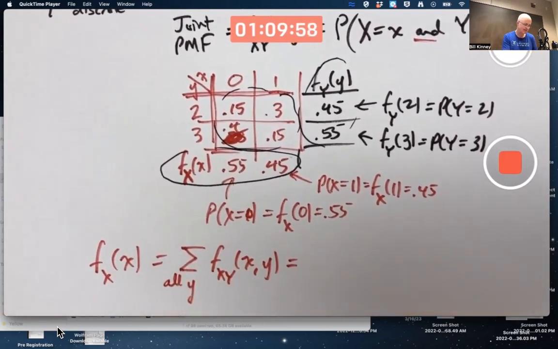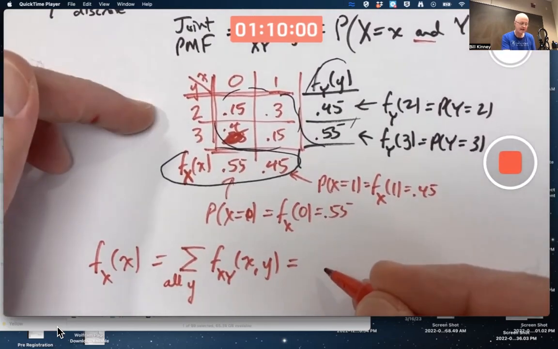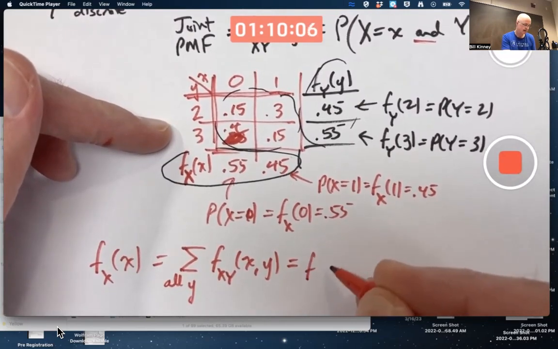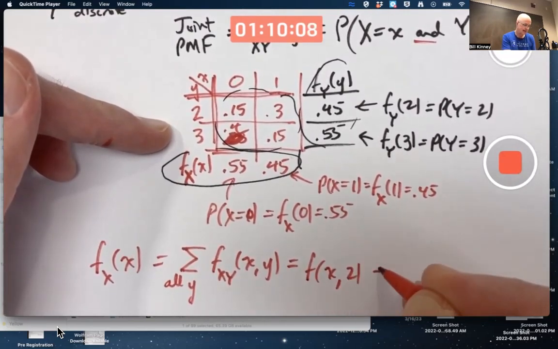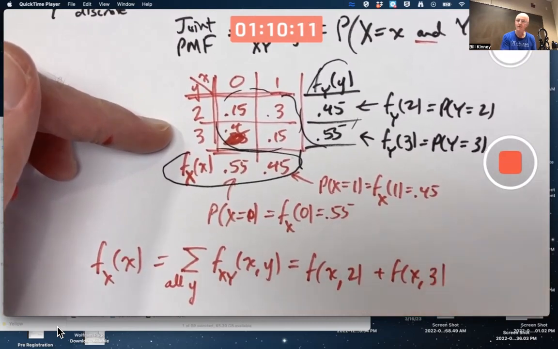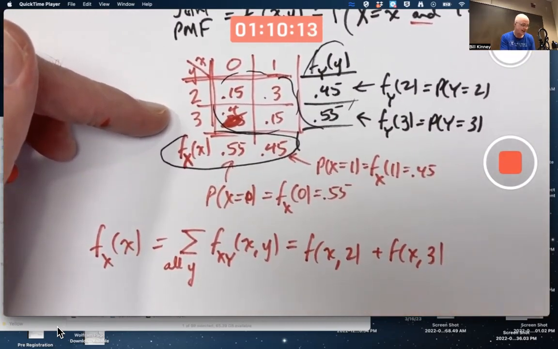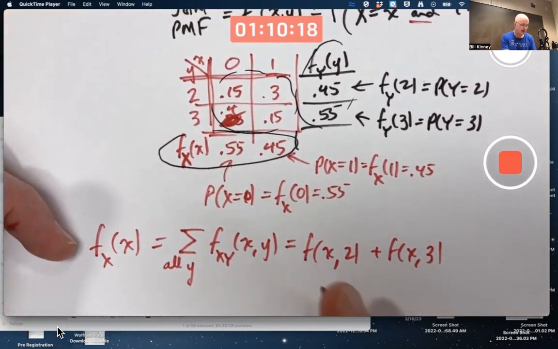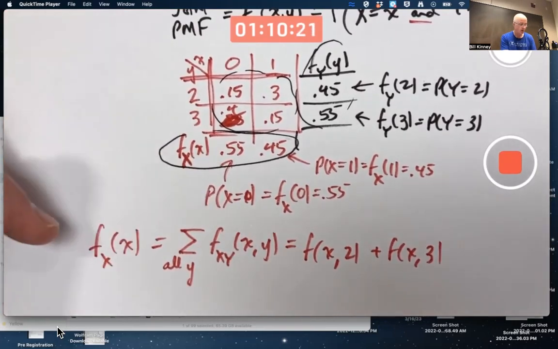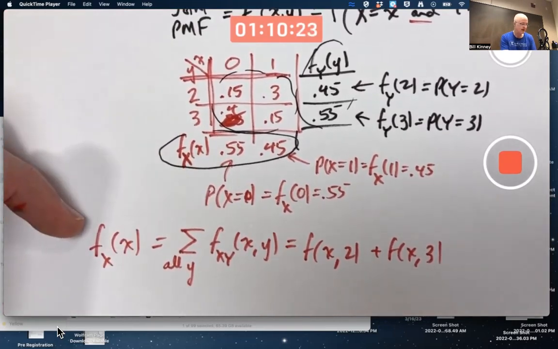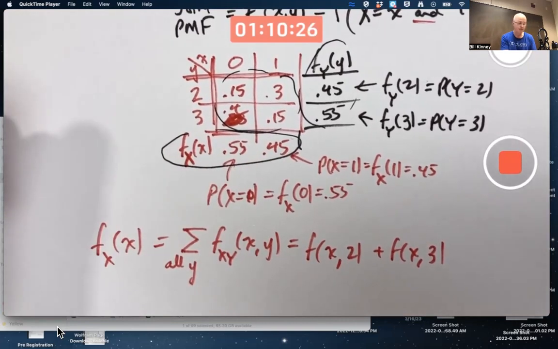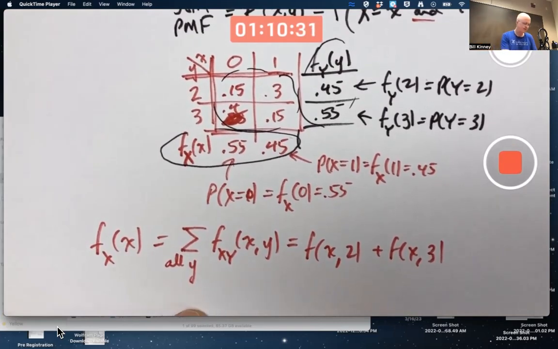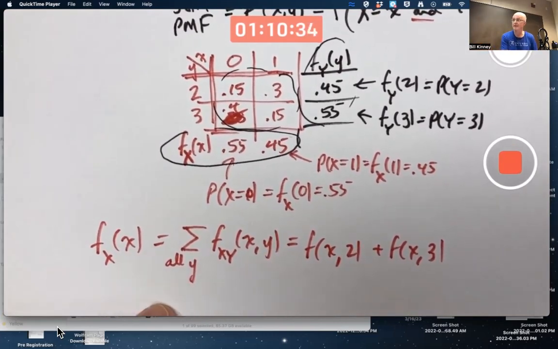In the present case, where y can only take on the values of 2 and 3 with positive probability, this is going to be f of x comma 2 plus f of x comma 3. It would be a sum y going from 2 to 3. What's x? X could be either 0 or 1. I could either evaluate this at 0, and if I do that, I'll get 0.55. Or I can evaluate this at x equals 1 and get 0.45. I'm effectively summing out the y values, in a sense, to get something that only depends on x.